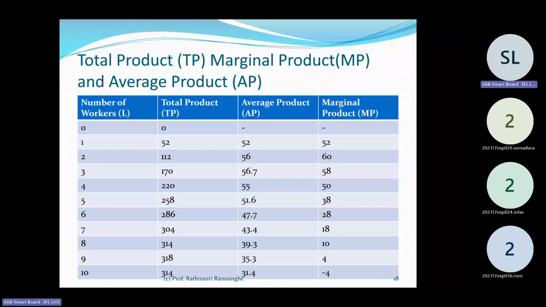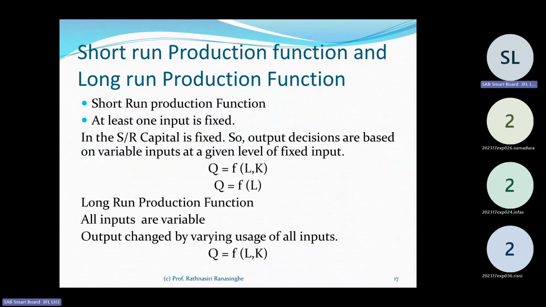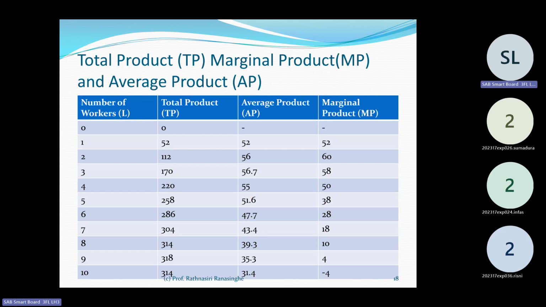So now, here, we talk about the short-run production function. We are talking about the physical output with respect to change in labor. Capital is fixed; capital is constant, K-bar. So with respect to change in labor, we can identify three concepts: total product, marginal product, and average product.